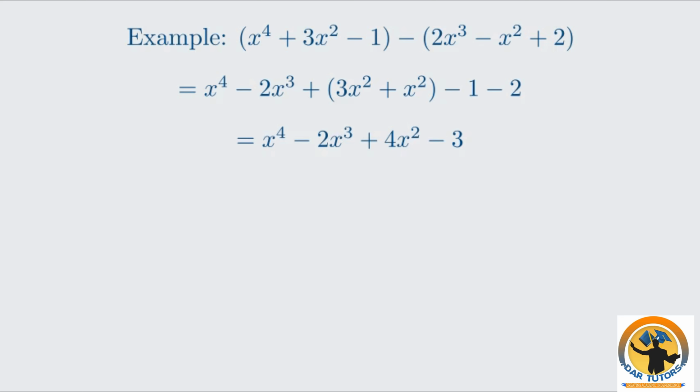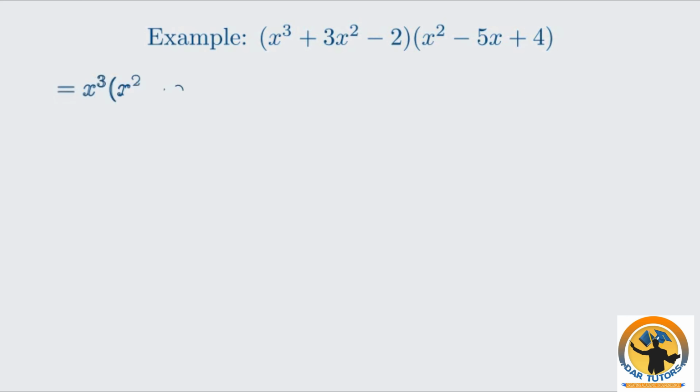3x squared plus x squared, which gives us 4x squared. Finally, we combine the constants. Negative 1 minus 2 is negative 3. The result is x to the fourth minus 2x cubed plus 4x squared minus 3.